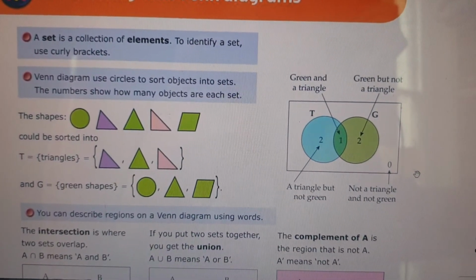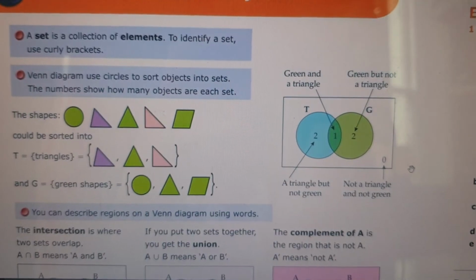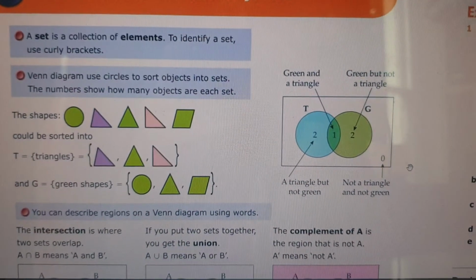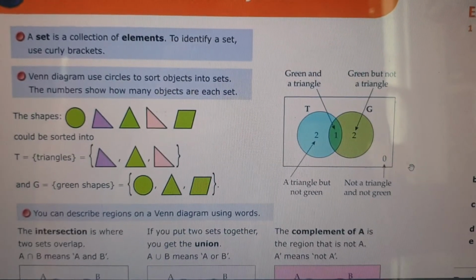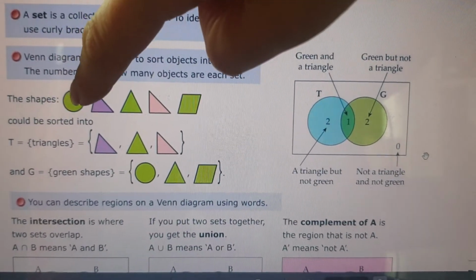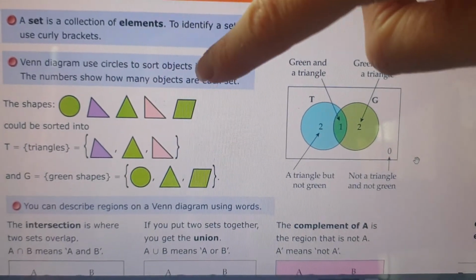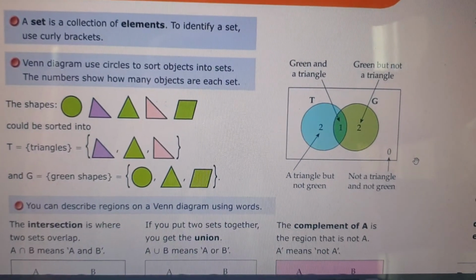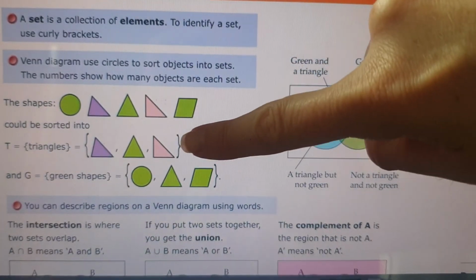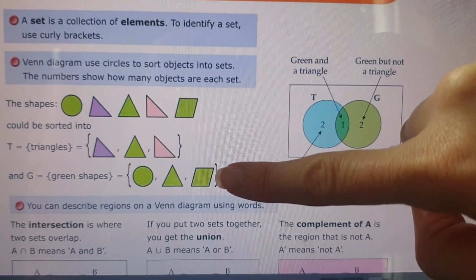And I'm just showing you this now. So this is the worksheet. This is part of the worksheet. So this is the difference between the Venn diagram I've done and the Venn diagram they're doing. Here, the elements are the shapes. So green circle, purple triangle, green triangle, pink triangle, green parallelogram. And they've been sorted into the 3 different types of triangle and the 3 different green shapes.